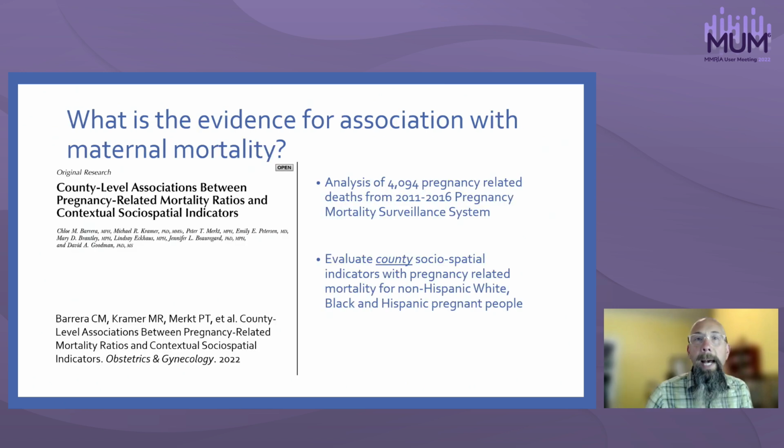Now, a few people have asked, what is the evidence for these particular indicators? How do we know that they are in fact predictive or correlated or even possibly causally related to maternal death? Well, as I said, there's a pretty robust literature for other maternal and child health outcomes. Because maternal death is relatively rare, there isn't as large a literature for maternal mortality, but it is rapidly growing.